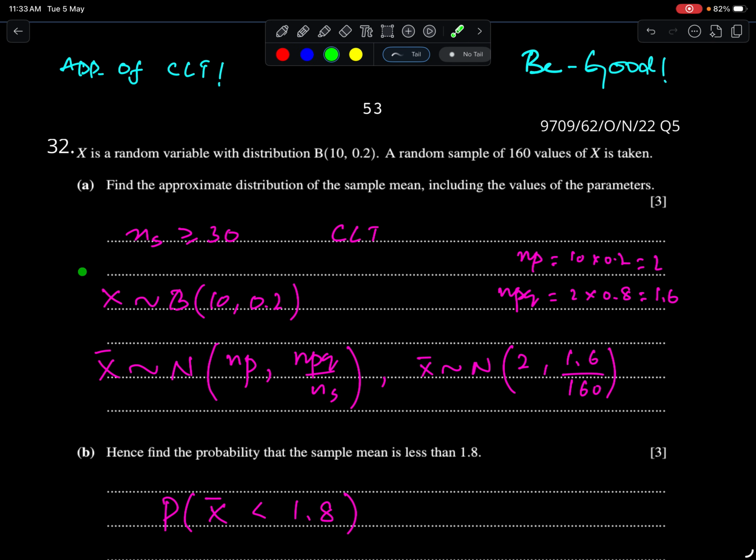See, the population is binomial, the sample size is large, so use CLT, and X bar is normal with mean np over n and variance npq over n. So np is 2, npq is 1.6. So write 2 here, and 1.6 over 160. Most of the students are weak at this concept. They don't know we apply CLT here.